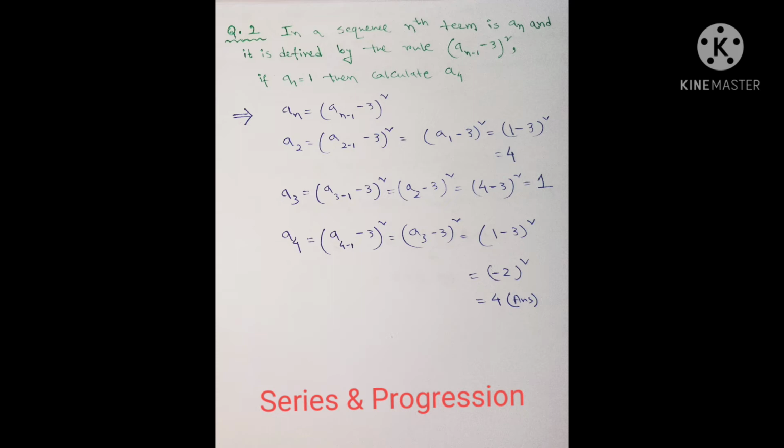So here we first calculate a2. Just put the value n is equal to 2 and we will get 4. a2 is equal to 4 after the calculation. Similarly, we calculate a3. Just put the value n is equal to 3 and we will get a3 is equal to 1 after the calculation. Easy calculation. And now calculate a4. Just put the value n is equal to 4 and we will get the answer 4. It is an extremely easy calculation.